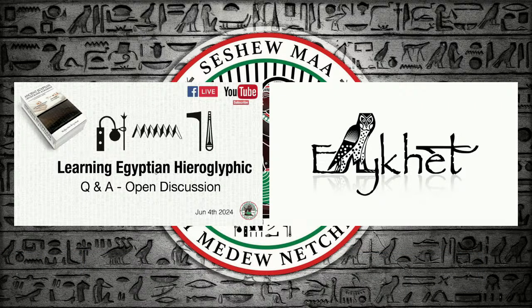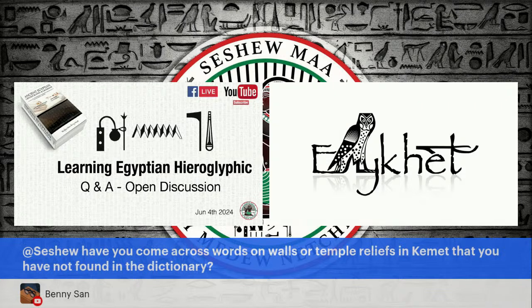Anything else? I don't want to miss anything. Benny San says, have you come across words on walls or temple reliefs in Kemet that you have not found in a dictionary? Yes, I have. And so remember my statement yesterday. Dictionaries do not have all forms of words in them.